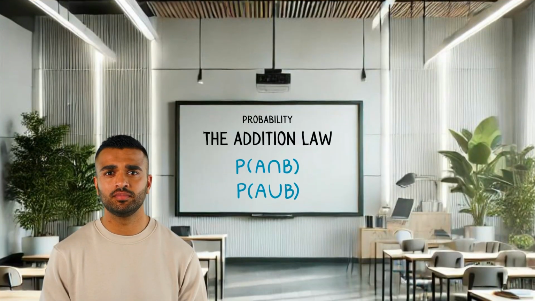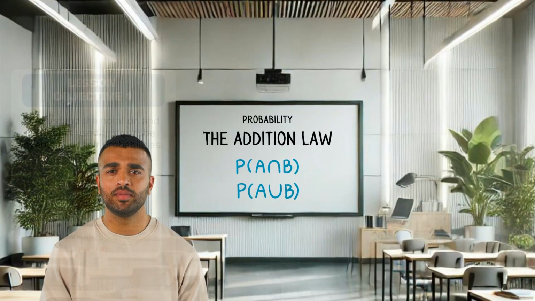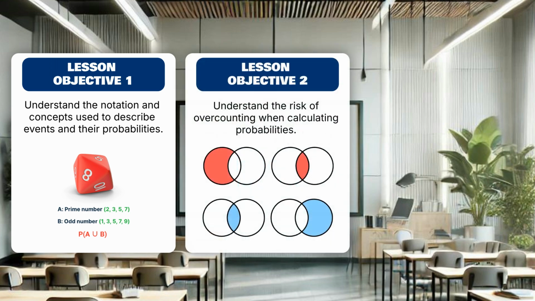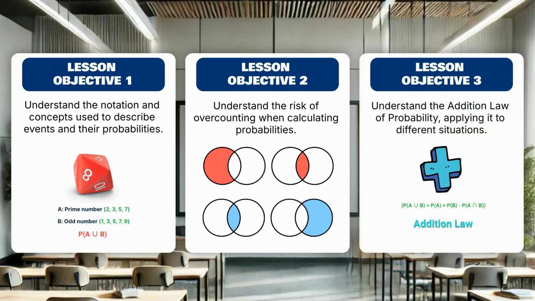In today's lesson, we delved into the addition law. We began by understanding the notations and concepts used to describe events and their probabilities. We then examined the risk of overcounting when adding probabilities directly, highlighting that simply summing the probabilities of A and B can lead to inaccuracies if there is an overlap in outcomes. To address this, we introduced the addition law of probability, which corrects for overcounting by subtracting the probability of the intersection overlap of events A and B.